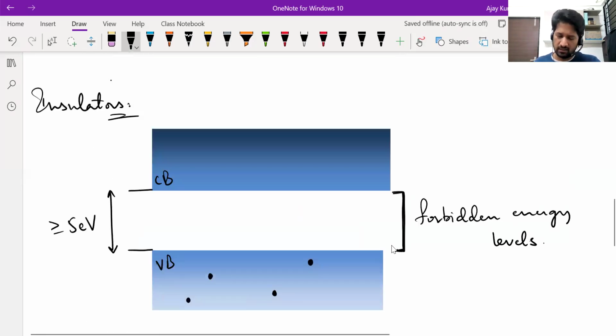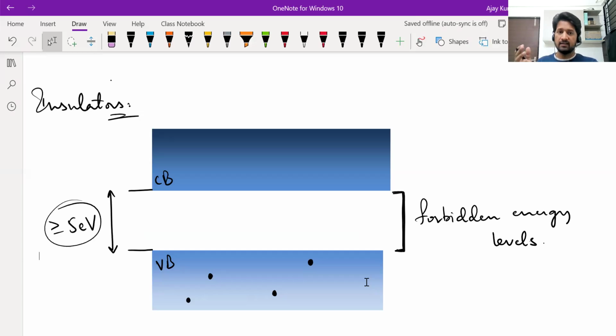In insulators, the energy gap is greater than 5 electron volts. That's a large energy gap which electrons won't be able to cross on their own. We discussed this point also when we talked about dielectrics. Dielectrics are basically insulators. If you apply a very strong potential difference across a dielectric, the insulator can turn into a conductor. These electrons will gain sufficient energy to jump into the conduction band. That is how lightning takes place, dielectric breakdown takes place. We had discussed all that.